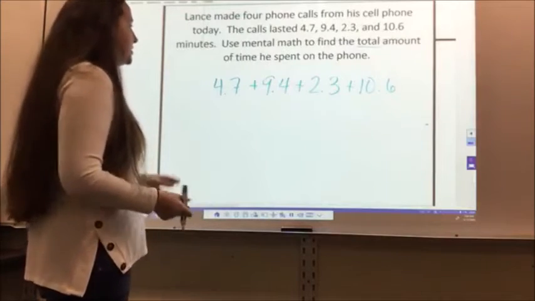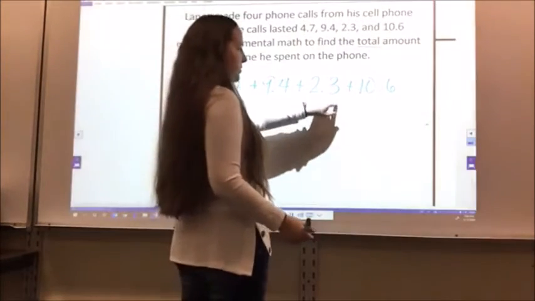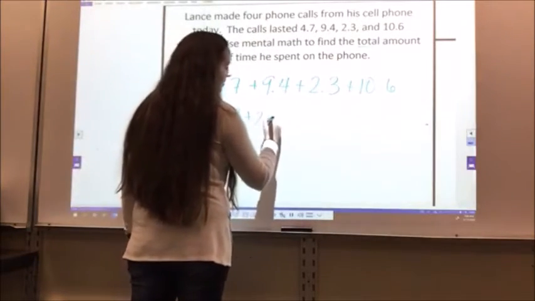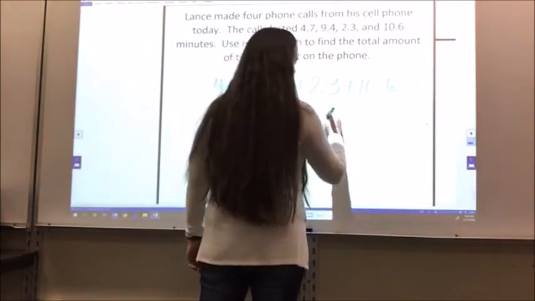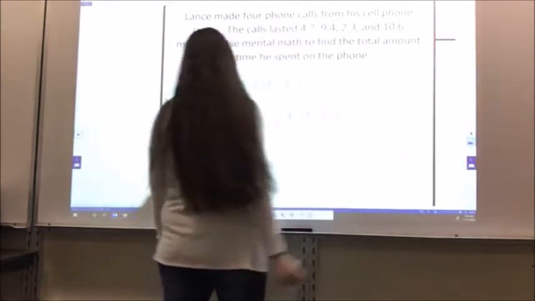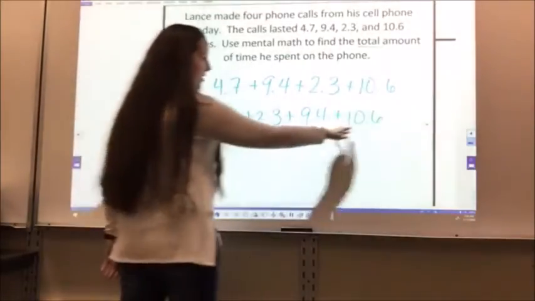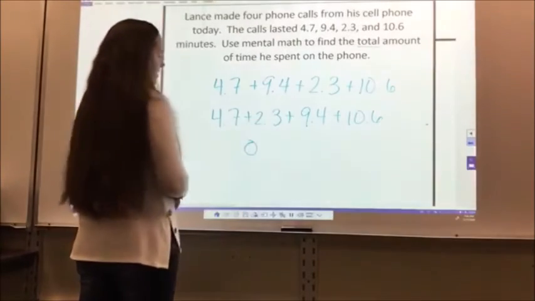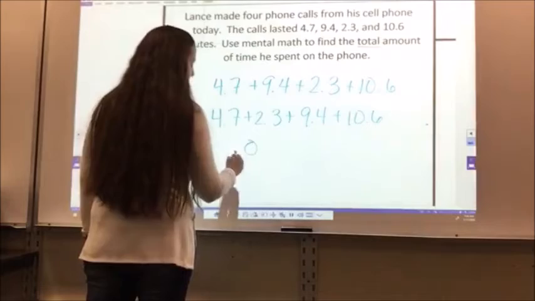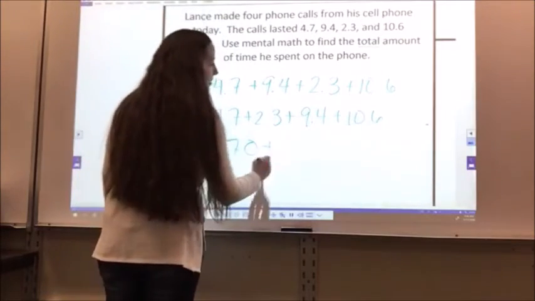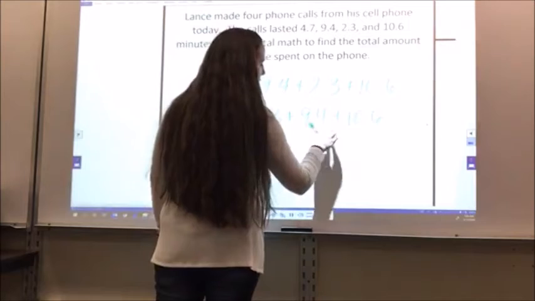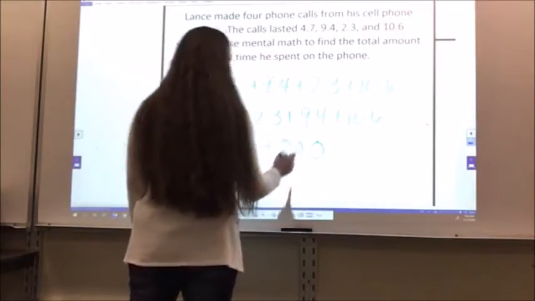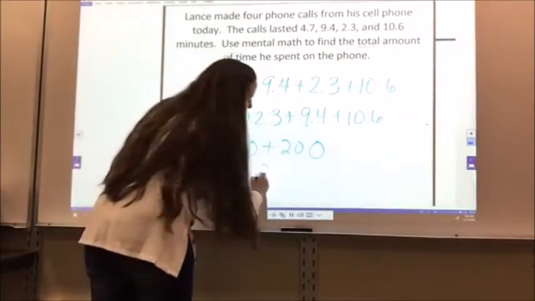So I'm going to look through and see, well, 7 plus 3 I know gives me 10, so I'm going to switch out some values. I'm going to use the commutative property of addition to rewrite these. So 7 and 3 are together, and 4 and 6 are together. 7 plus 3 gives me the 10. 4 plus 2 is 6, plus 1 is 7, so 7.0 plus 4 plus 6 gives me 10. 10 and 9 is 19, plus 1 is 20. So I have 7 plus 20, which is 27.